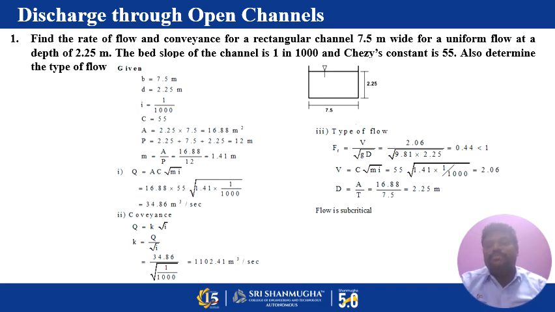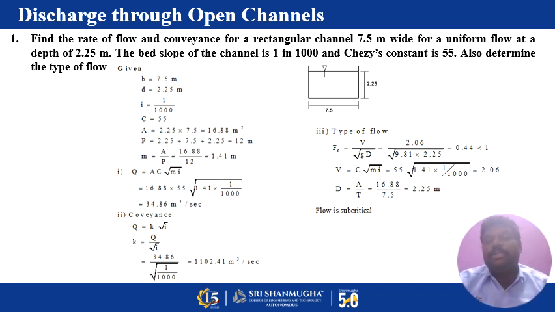So we have the discharge formula with respect to Chezy, where Q is equal to AC into square root of MI. Substitute the values of A, C, M and I, we get the value of Q is equal to 34.86 meter cube per second. The second unknown is about conveyance. So conveyance, where K is equal to A into C into square root of M. Substitute all these values, we get the value of K is equal to 1102.41 meter cube per second.